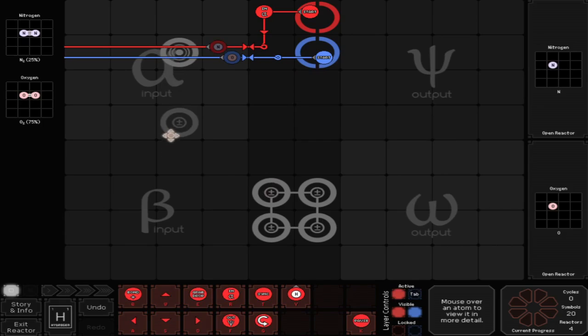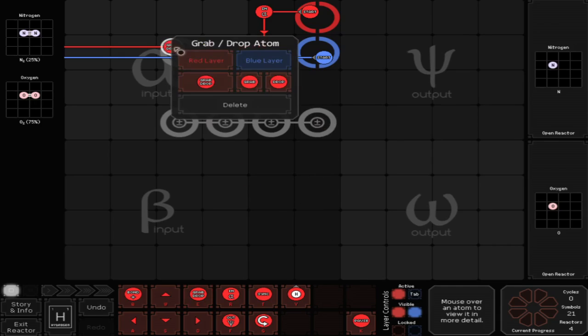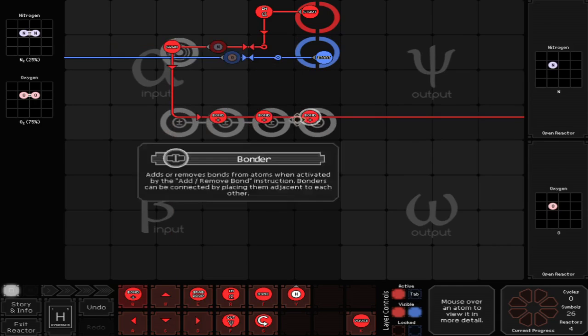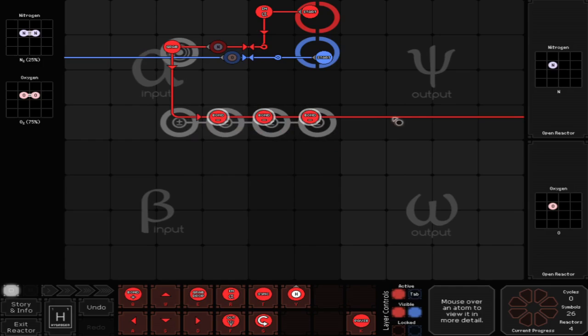So what I would like is to just lay all the bonders in a row. I will have red grab onto the right hand side of the nitrogen. Sorry if I just kind of whistled right there, I did not mean to. Break away all the bonds. How am I going to get rid of the last nitrogen? Oh, he's going to have to do such a weird little zigzag.